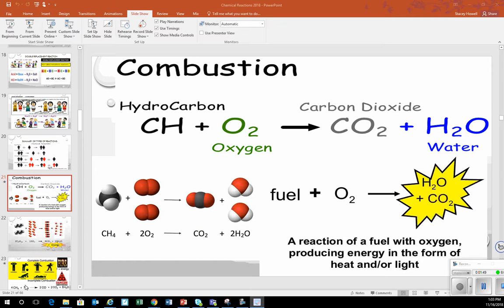Okay, so a combustion reaction is basically a reaction of a fuel with oxygen producing energy in the form of heat and/or light. Most of the time it's a hydrocarbon that we add to oxygen making CO2 and water. That's a key. If I get CO2 and water, I know it's combustion for sure, but there are other types of combustion reactions that won't give you CO2. They might give you SO2 or some other oxide.